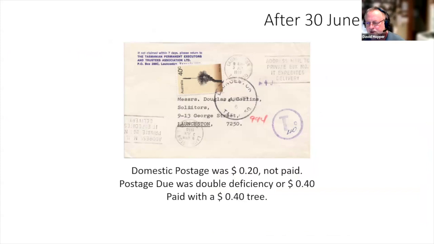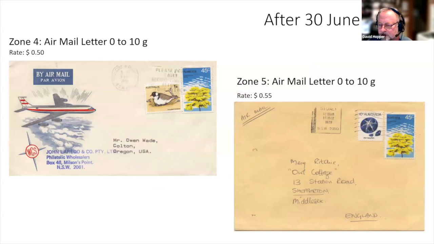This is a deficiency. Domestic postage was 20 cents, not paid. Postage due was double deficiency, or 40 cents, paid with a 40-cent tree stamp. This is, as far as I know, the most expensive of the tree covers that's out there. I was stupid and bought it in the height of the tree cover boom, so I probably paid too much, but it's still pretty nice, pretty unusual use. Almost certainly unique. Airmail letter rates. Zone 4, zone 5, Canada, United States, or Canada, Europe.